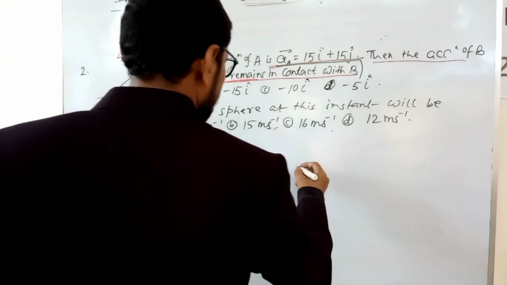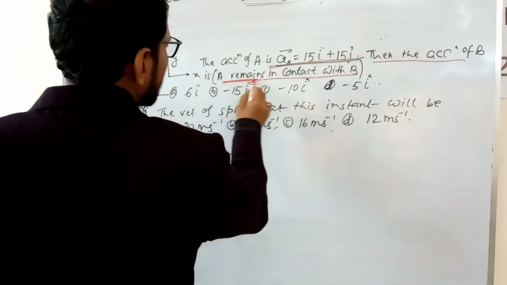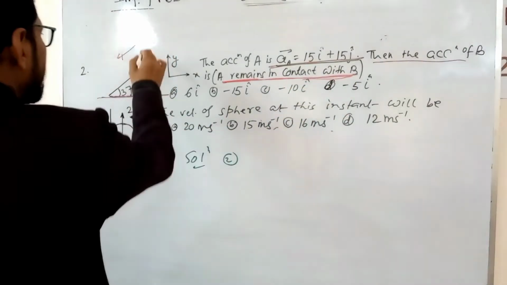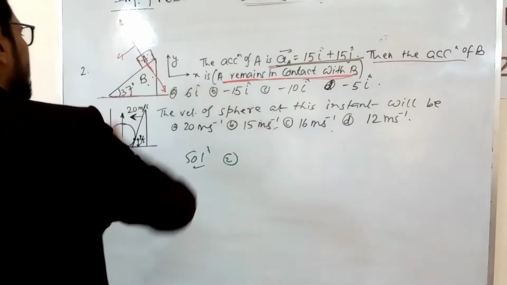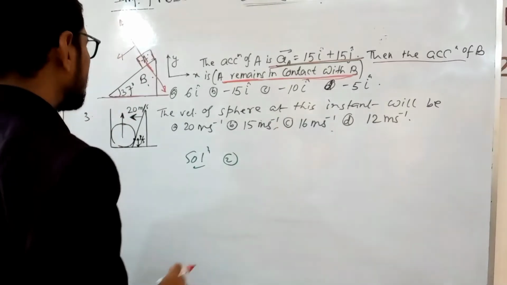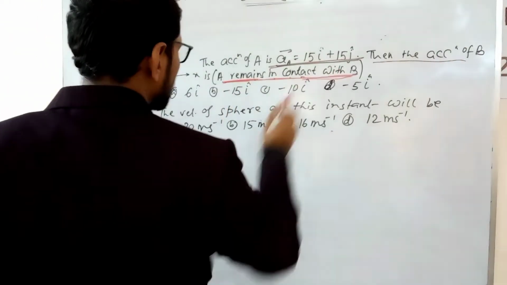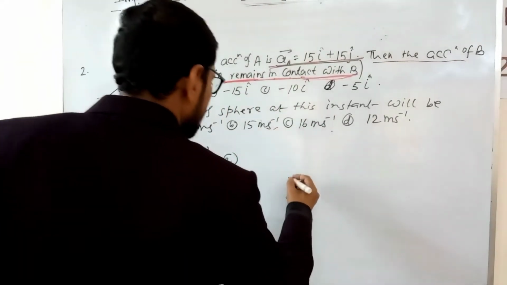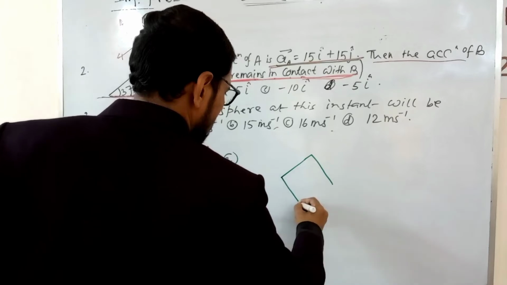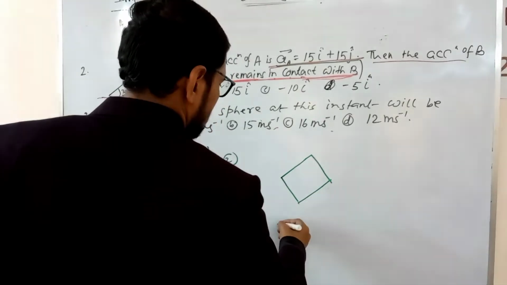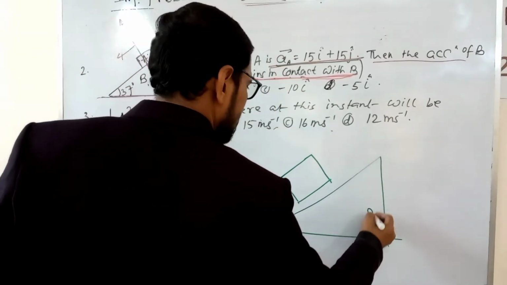the important point is that here, for the normal reaction, A remains in contact with B. A remains in contact with B. So there is no acceleration, no motion along the normal direction, along this direction, as A remains in contact with B. So if we draw this diagram, the block A, this is B, this is A.